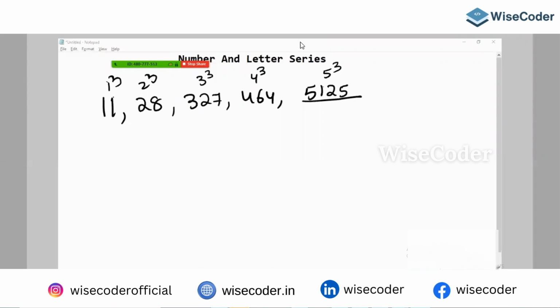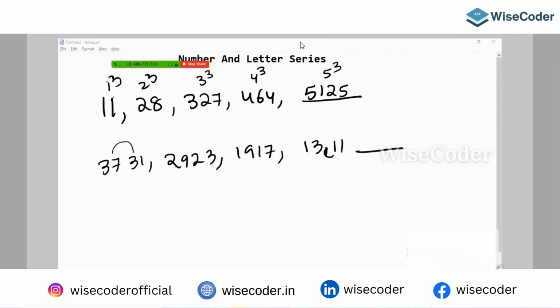If the series is like this: 37, 31, 29, 23, 19, 17, 13, 11. If you closely look here, guys, these are not regular numbers. These are prime numbers, consecutive prime numbers: 37, 31, 29, 23, 19, 17, 13, 11.